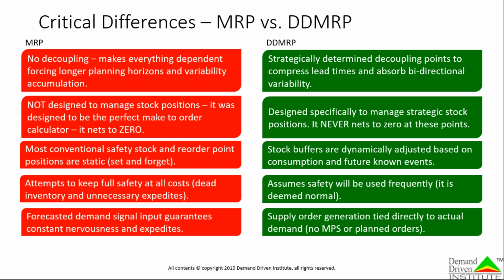With DDMRP, supply order generation is tied directly to actual demand. In fact, one way to really understand how different MRP and DDMRP are is that DDMRP doesn't use a master production schedule. It doesn't need to. Instead, it uses something called a master settings or master configuration, which is how you set up and design the buffers, where you place them, and the level of protection they have.